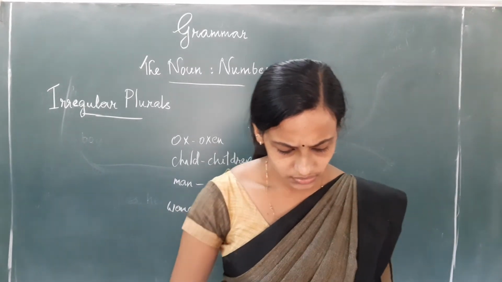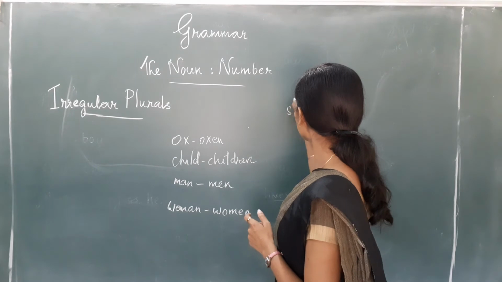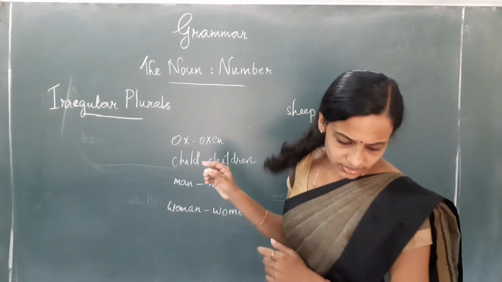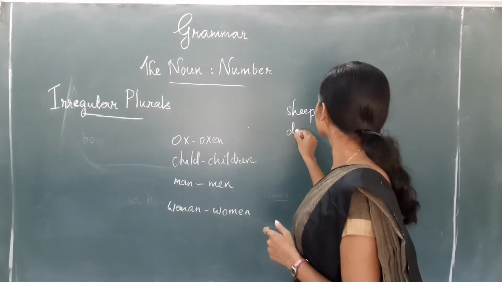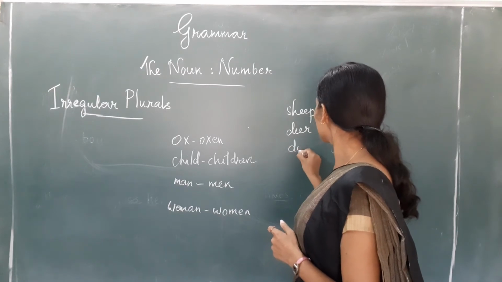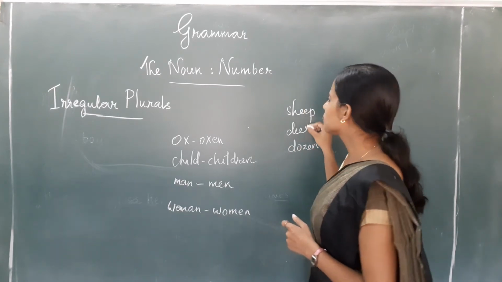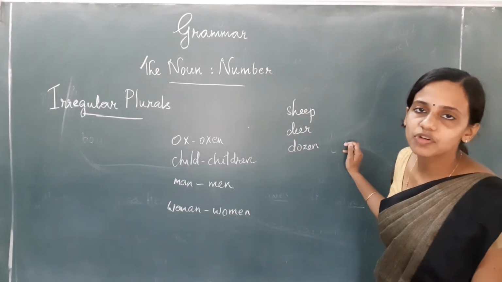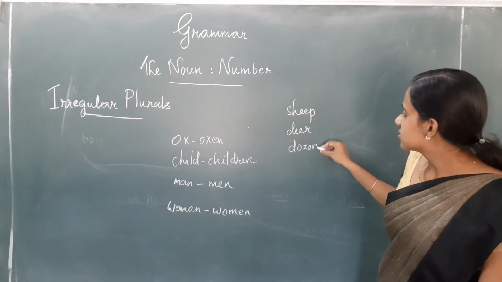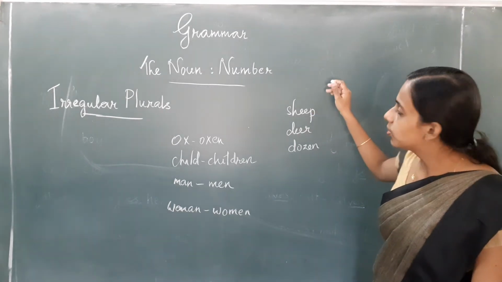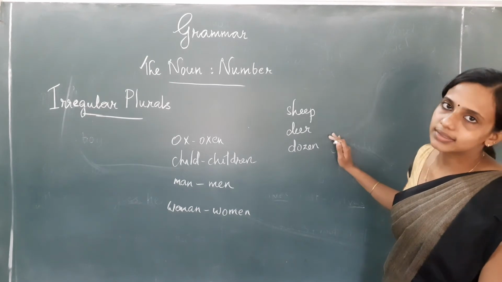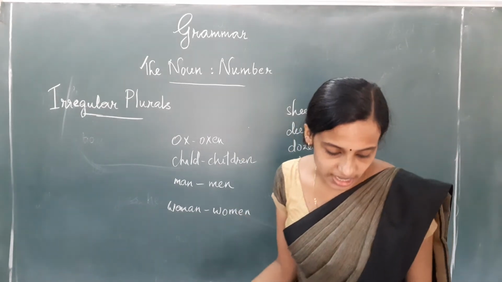Now, in some cases, sheep, then deer, then dozen. All these words don't have separate plural forms. They always stand like this. In singular form and plural form, these words are the same. It doesn't have any change.